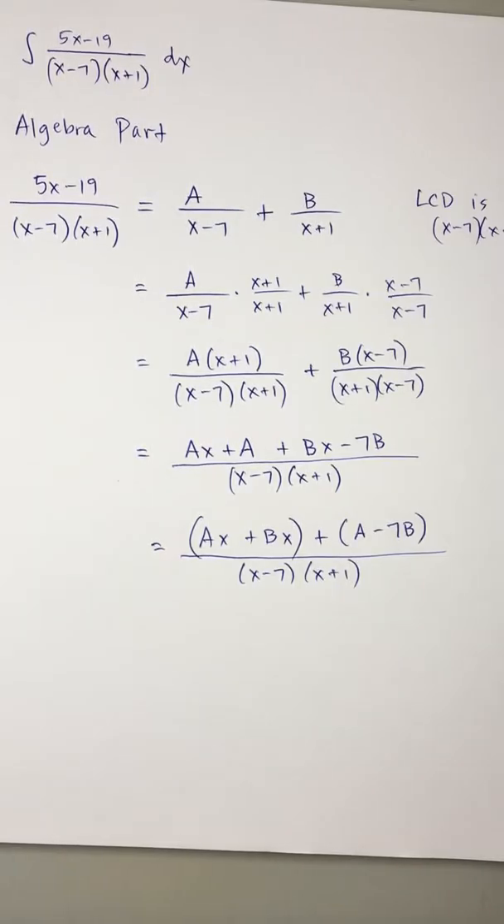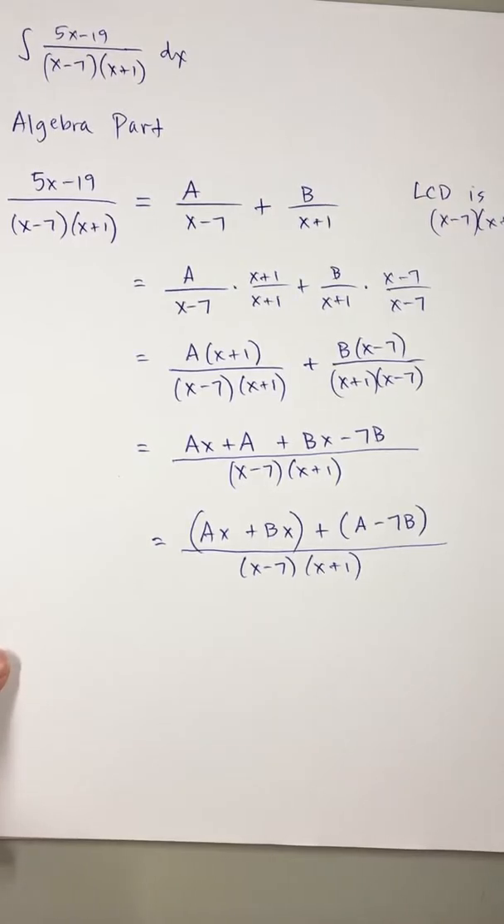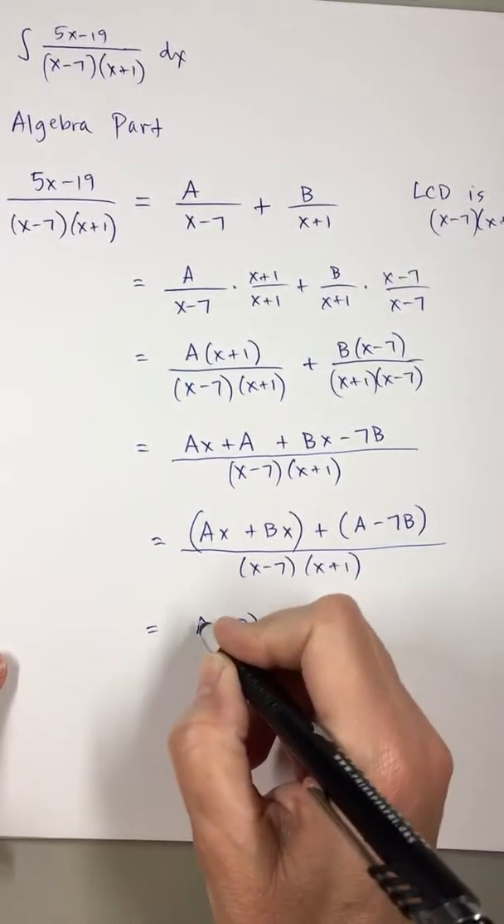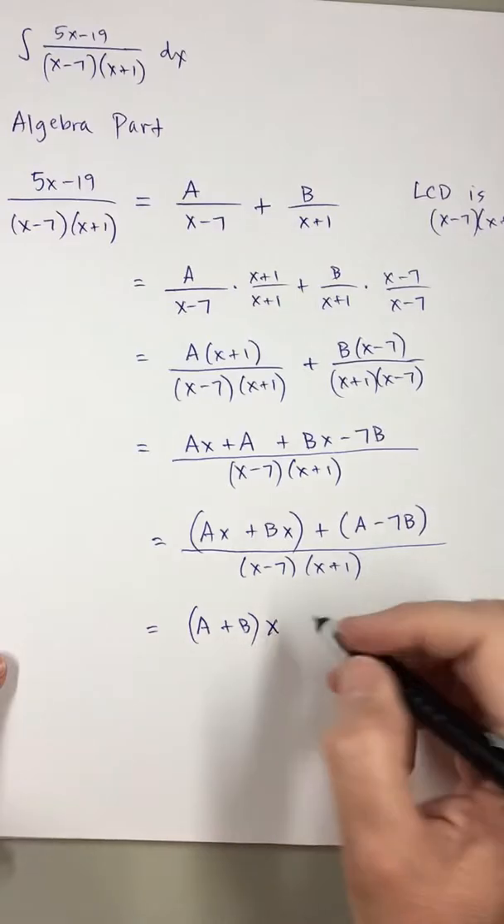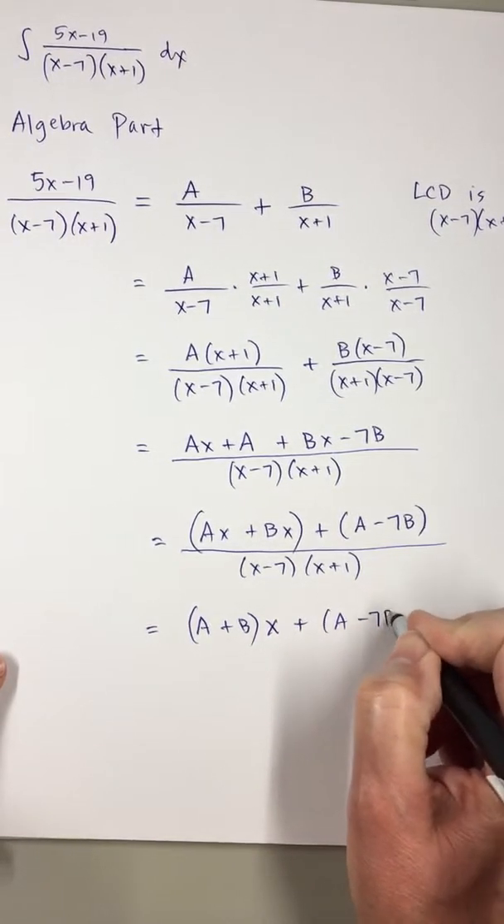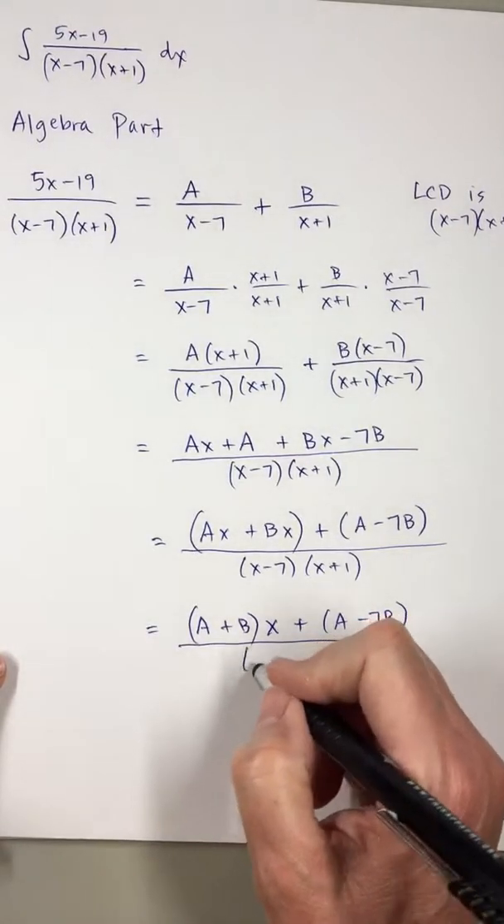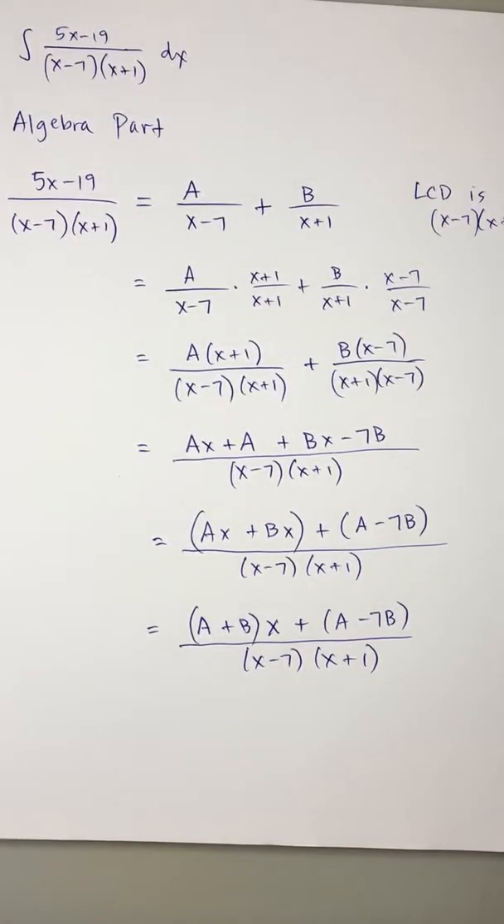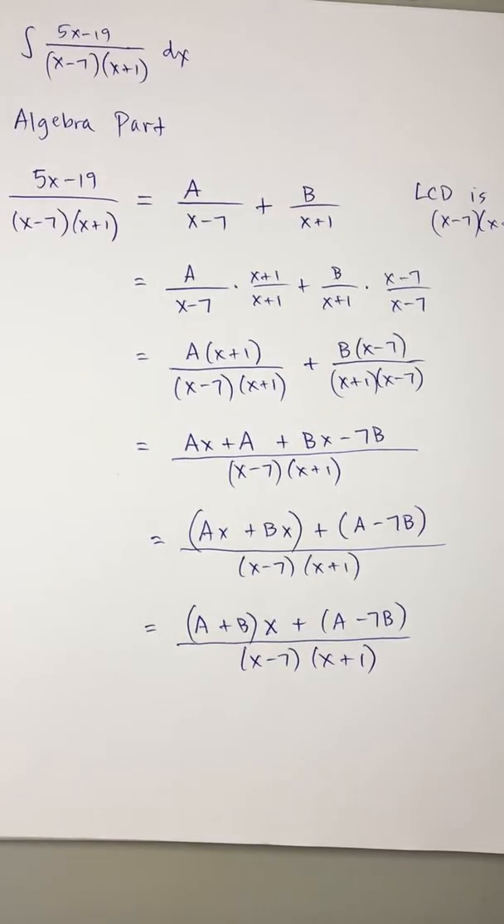In the first set of parentheses in the numerator, I will factor out the x. I'm going to put the factored x out at the back: a plus b times x, and then plus a minus 7b for the constant term, over x minus 7 times x plus 1. Now, the very next step is where students sometimes ask a lot of questions. I know that a plus b equals 5, and I know that a minus 7b equals negative 19.